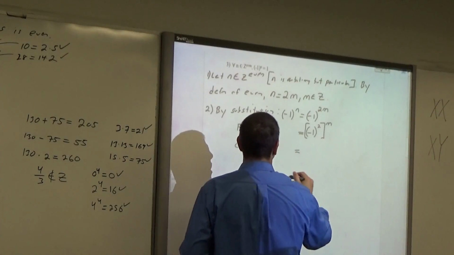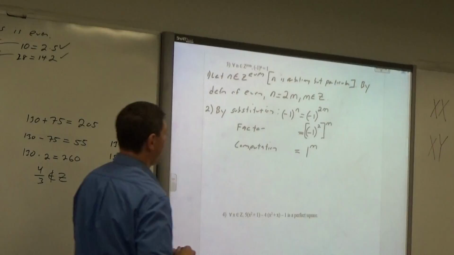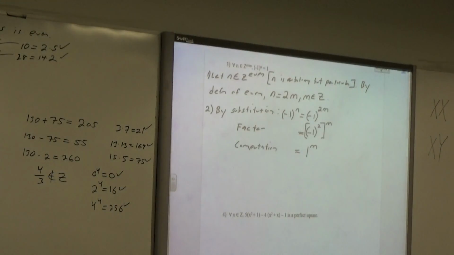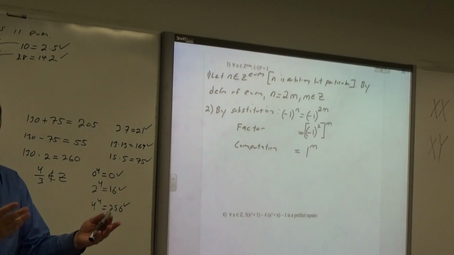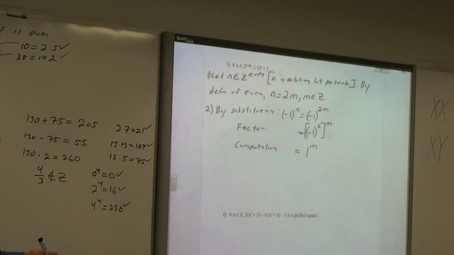So by computation, this is equal to 1 to the m. Okay. Nobody doubts that, right guys? What do we know about 1 to any power? It always equals 1. It's a multiplicative identity, right guys? So if you want to write multiplicative identity, you can. If you just want to write by computation, that's fine too.